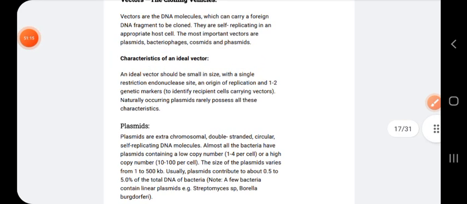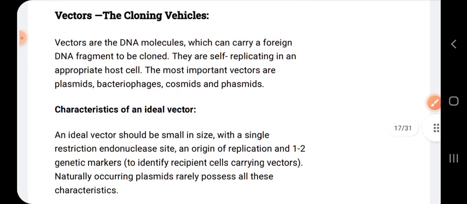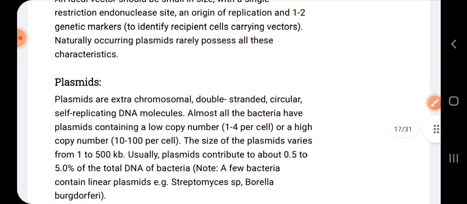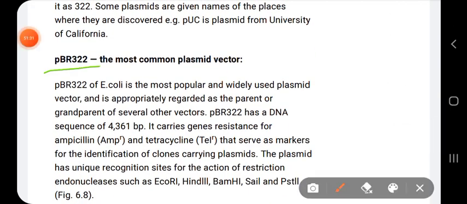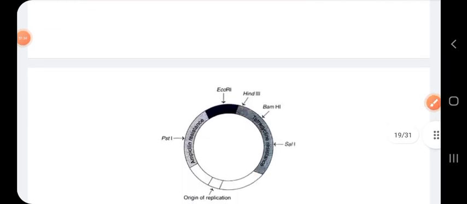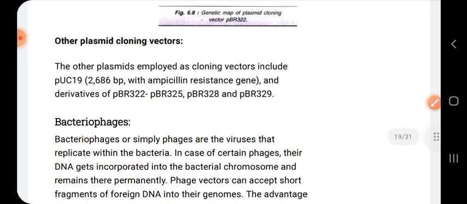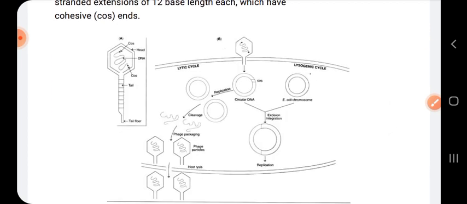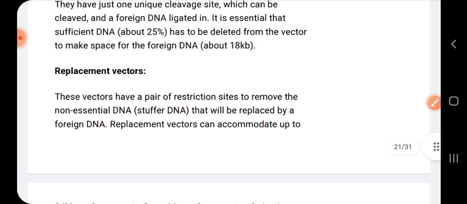In the next video, I will discuss vectors. What are the quality characteristics of an ideal vector? This is a common question that normally comes in your exams. What are plasmids again? Then the types of plasmids. pBR322 you have also studied in class 12, but I will give a little more detail about pBR322 and other plasmids like the pUC vector, and bacteriophage as a vector. That has been given in your syllabus. According to the syllabus, I will do them one by one. Then the mammalian artificial chromosome, we will do that too.